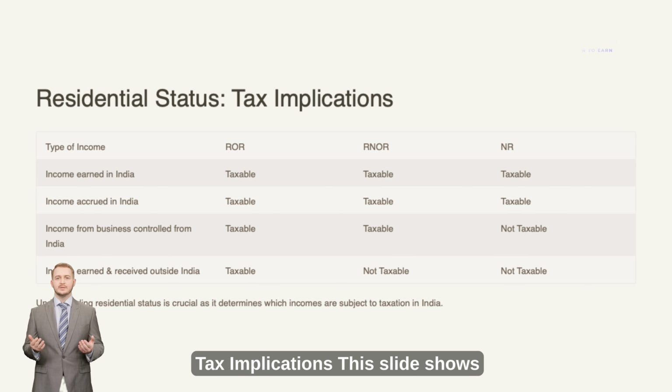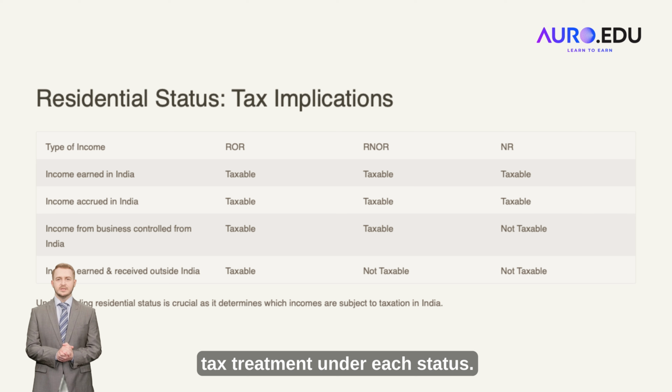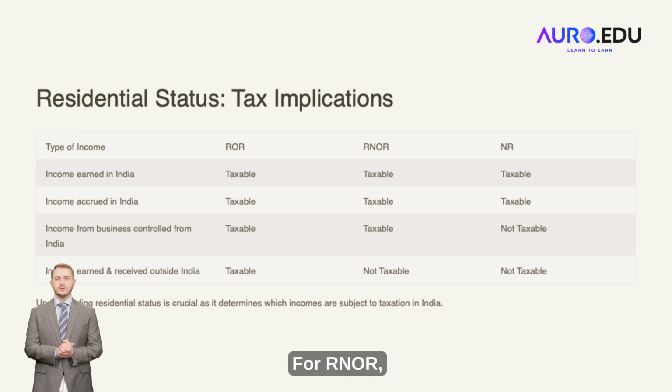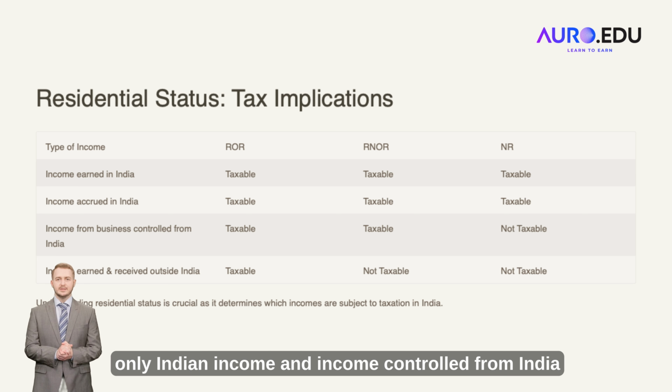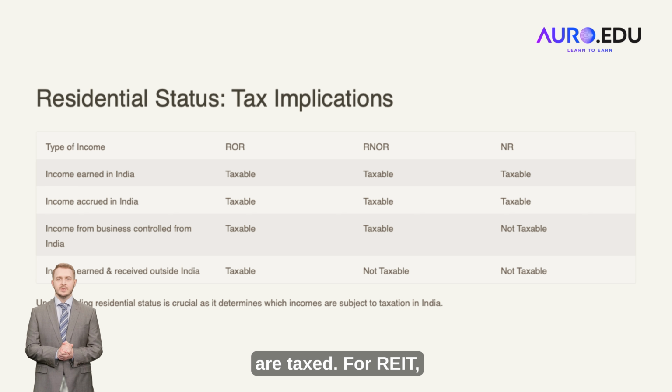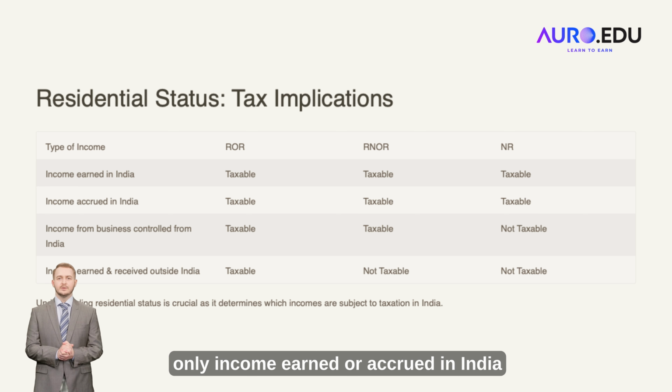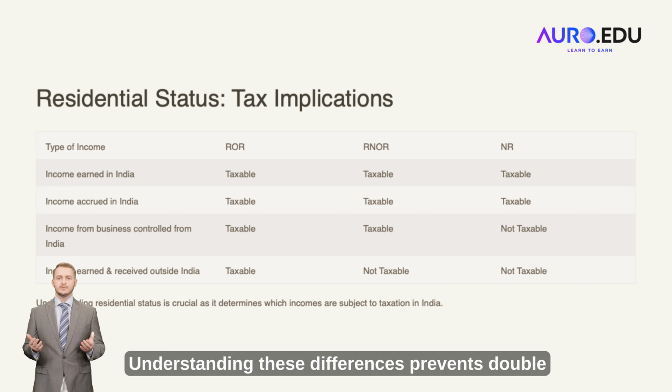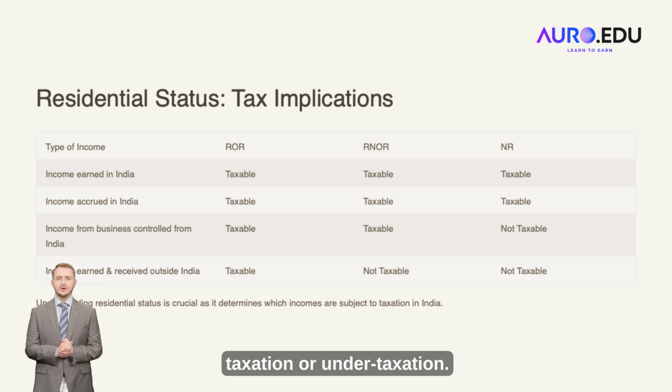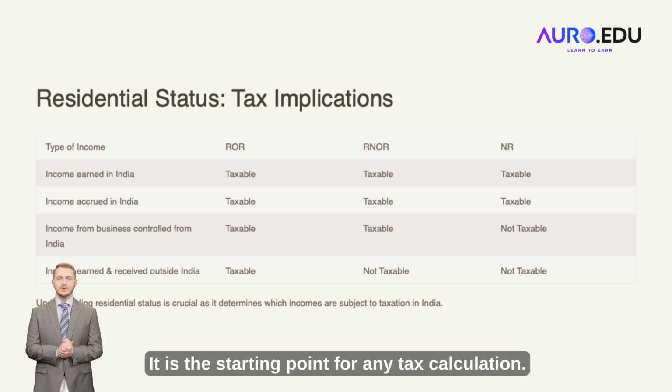Residential status, tax implications. This slide shows tax treatment under each status. For ROR, all income, Indian and global, is taxable. For RNOR, only Indian income and income controlled from India are taxed. For NR, only income earned or accrued in India is taxed. Understanding these differences prevents double taxation or undertaxation. It is the starting point for any tax calculation.